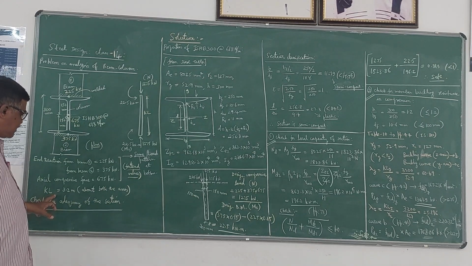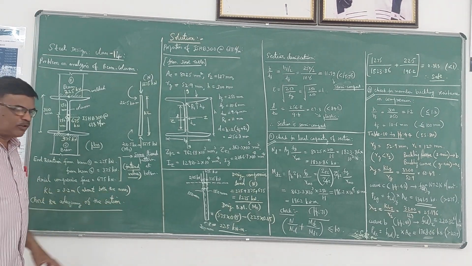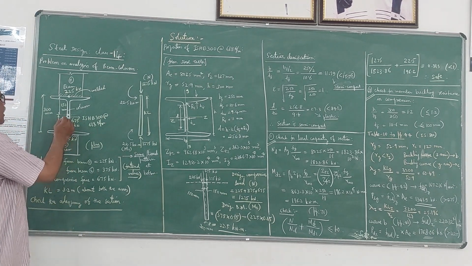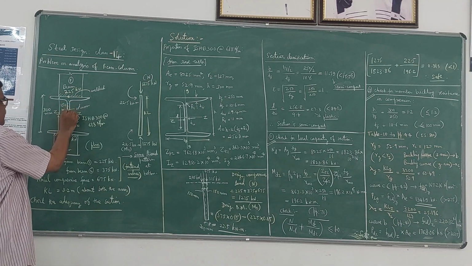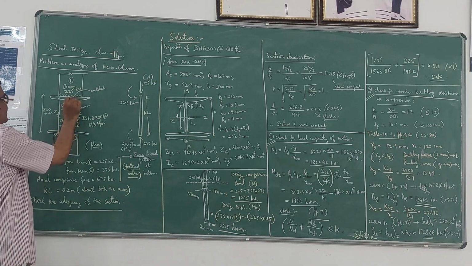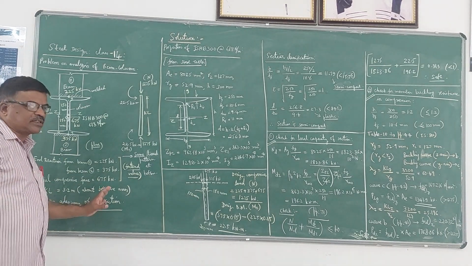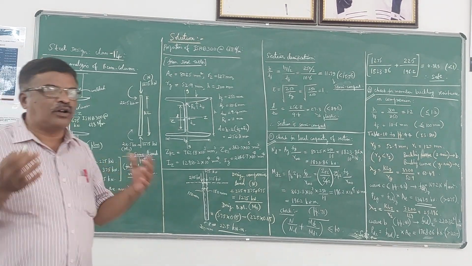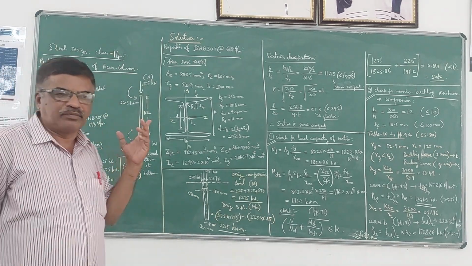The effective length of the column is 3.2 meters about both the axes. About both the axes means about both the z axis as well as the y axis. This is the y axis. About both z and y axis, the effective length remains the same. So the question is, check the adequacy of the section. That is, whether the beam column section ISHB 300 which is provided can take care of those forces.